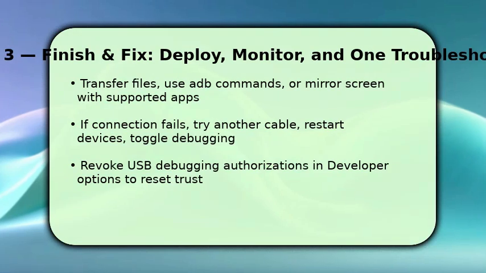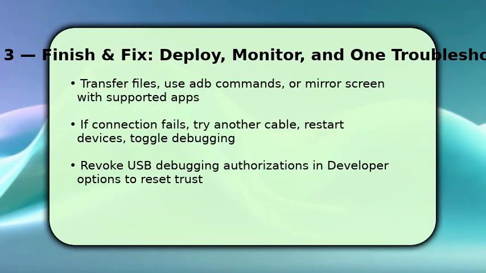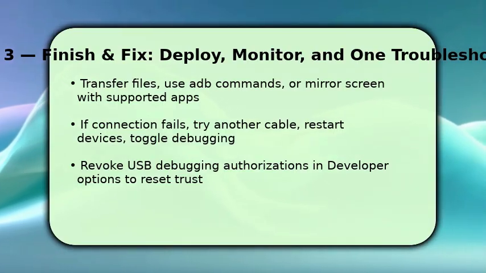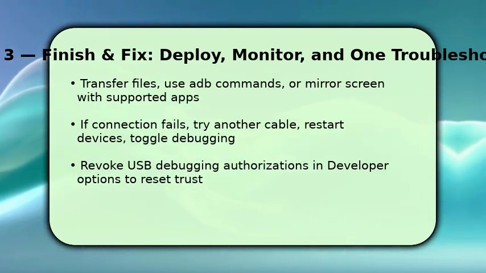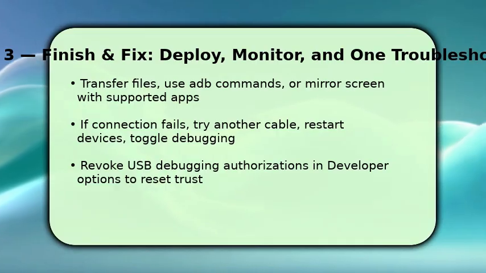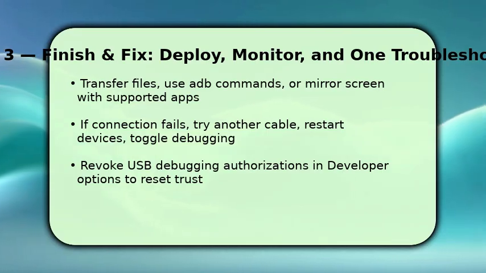To finish, perform your tasks. Drag files, run ADB commands, or mirror the screen with a compatible app. If something goes wrong, try a different data-capable cable, switch USB ports, restart both devices, and toggle USB debugging off then on. These steps reset the handshake.